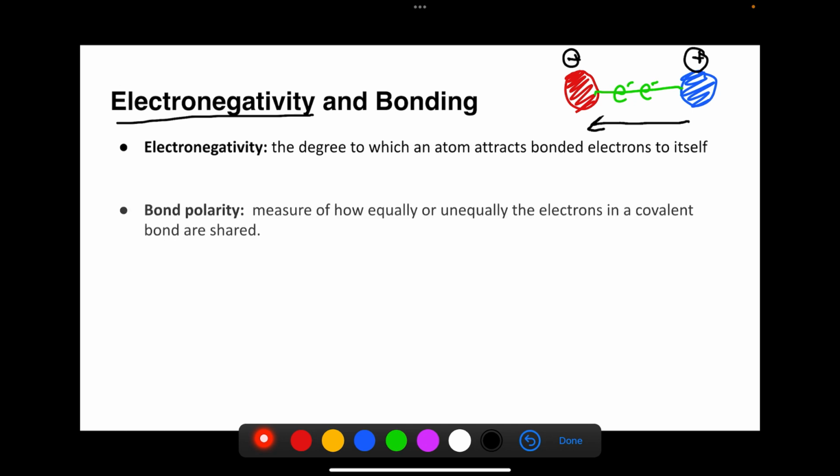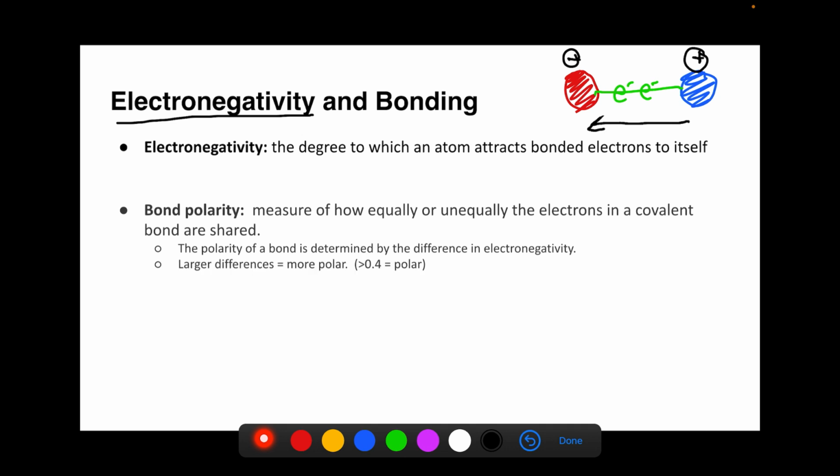Bond polarity is the measure of how equally or unequally the electrons in a covalent bond are shared, and it's determined by the difference in the electronegativity, as we saw above. The larger the difference in the electronegativity, the more polar the bond becomes. The more strongly the electrons are pulled towards one atom versus another, the greater the imbalance of the positive and negative charge, and the more polar the bond becomes. Typically, if you want to think mathematically, an electronegativity difference of greater than 0.4 is considered a polar bond, though these cutoffs are arbitrary and often differ from textbook to textbook.